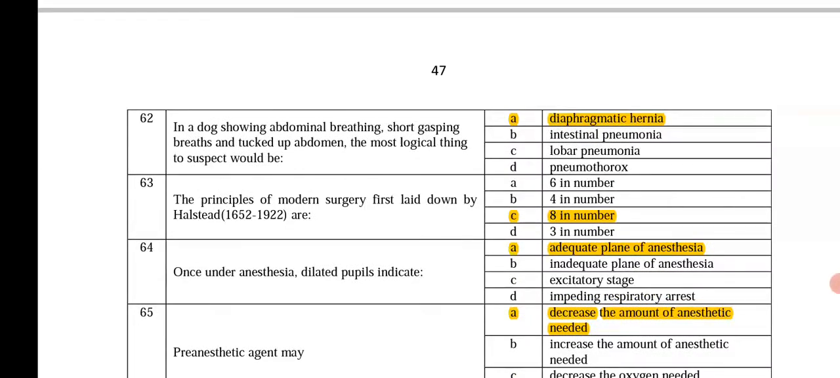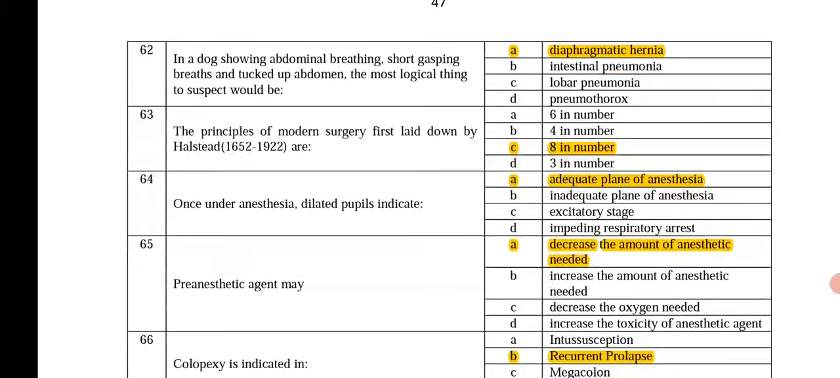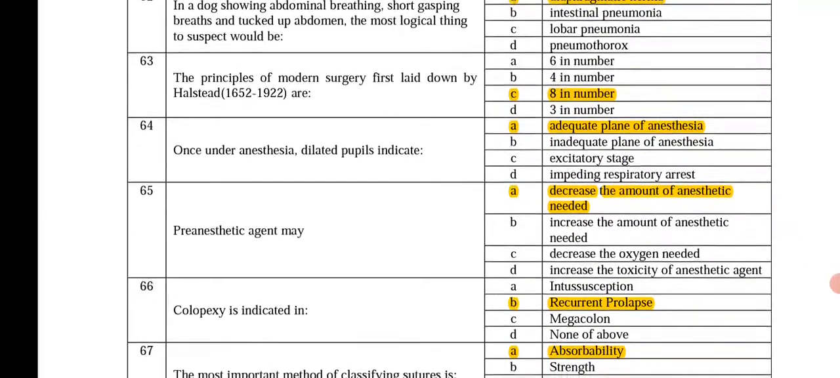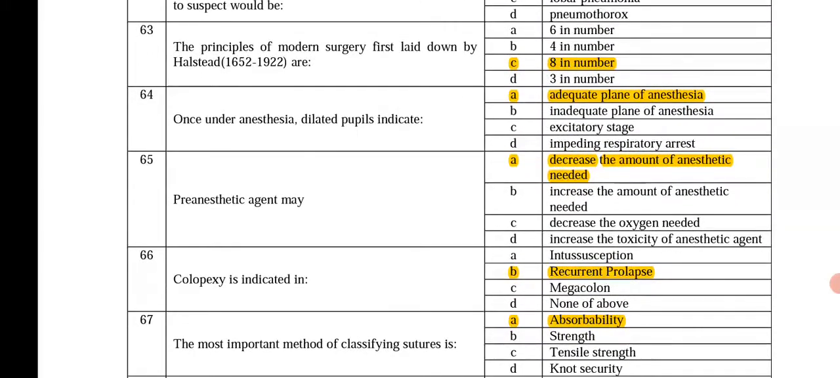The dog showing abdominal breathing, short gasping breaths, and tucked up abdomen. The most logical thing to suspect would be diaphragmatic hernia. The principles of modern surgery were first laid down by Halsted. Dilated pupil indicates adequate plane of anesthesia. Pre-anesthetic agents may decrease the amount of anesthesia needed.